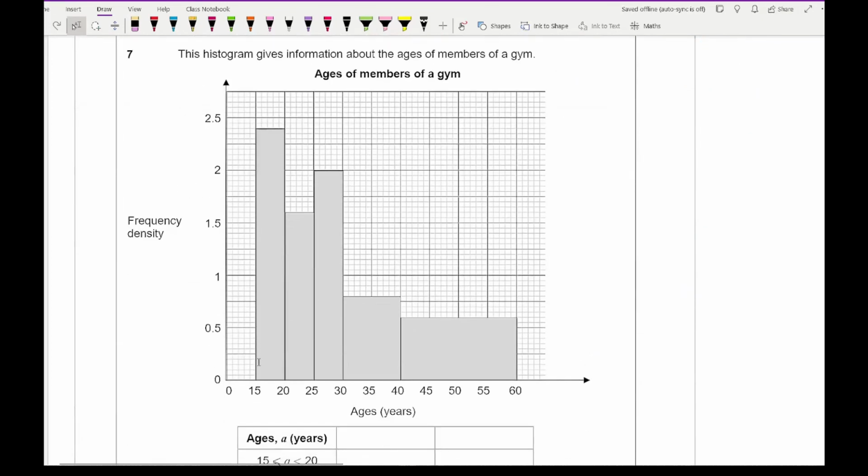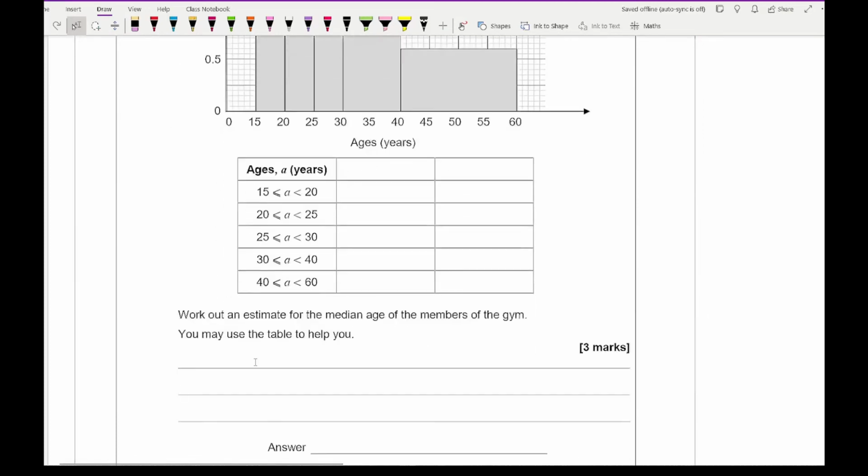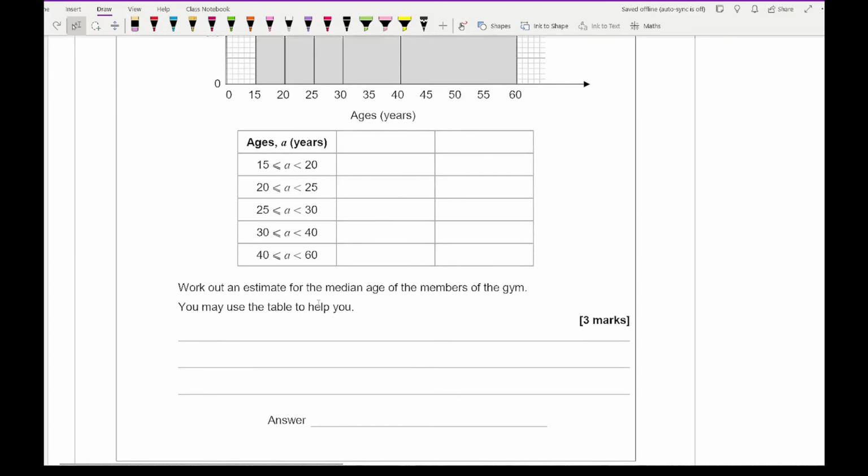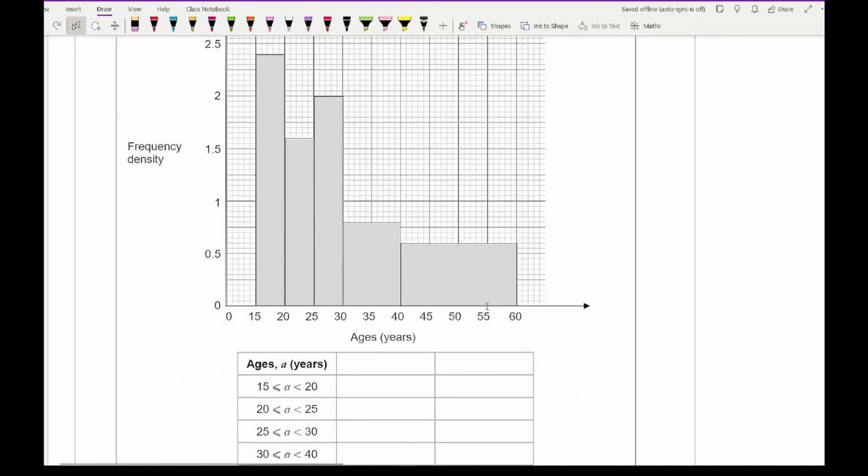Moving on to question 7, it says the histogram gives information about the ages of members at a gym. And we've got a histogram, and the question's asking to work out the estimate for the median age of members at the gym. So what we need to do here is basically work out how many people there are in total, divide that by 2, and then find which group that person's going to be in. So here we're trying to find the median from a histogram.